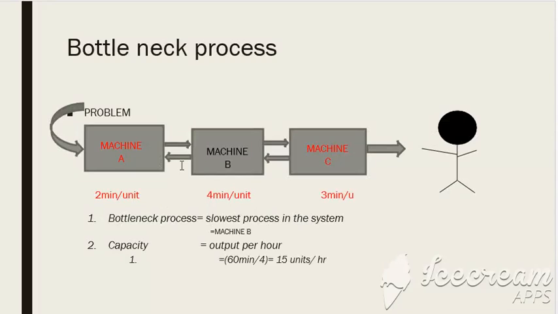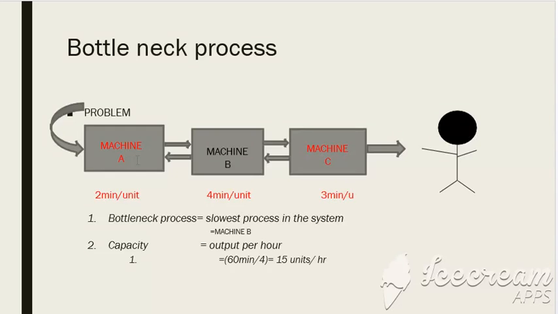For example, here the system contains a machine A, machine B and machine C. It has three machines, and when a product comes to machine A and A does a specific operation on that particular product, it takes 2 minutes processing time. Once A is done, it sends it to machine B and B does a specific operation on that product. It takes 4 minutes of processing time. Once B is done, it goes to machine C and machine C does a specific operation on that product. It takes 3 minutes of processing time.